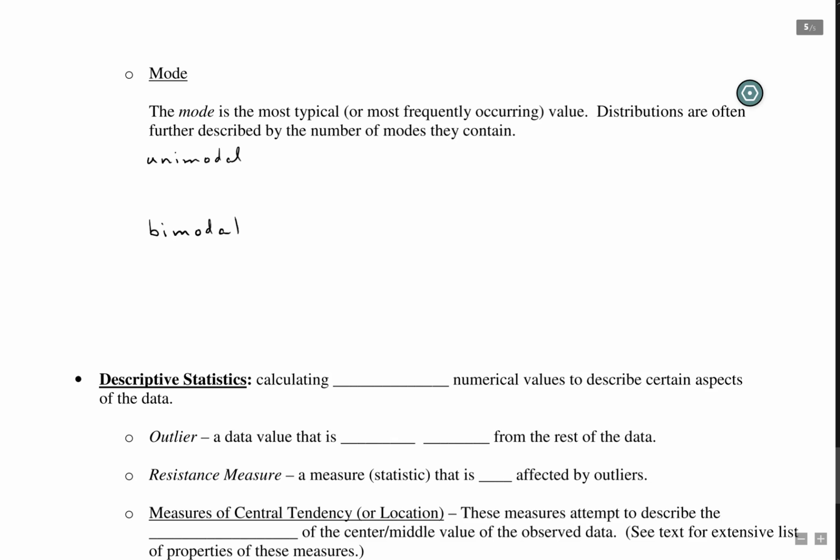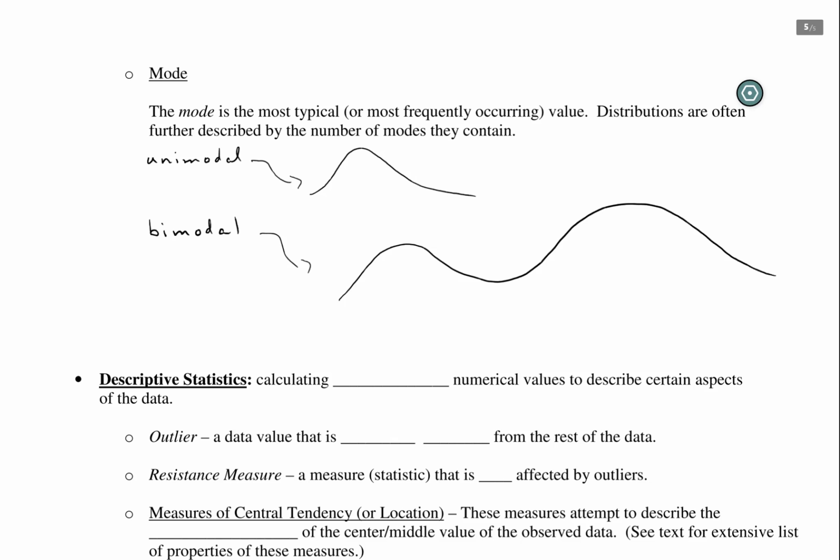Unimodal, we drew a lot of pictures on the previous page of that, but unimodal has one mode, so something like this. Bimodal might look something like this. These are more common than distributions with data that have several modes, but those are out there. Unimodal is more common in real life. Bimodal, we do see some, but the idea of a mode is something that we want to be aware of. Okay, graphs and charts for qualitative and quantitative variables.